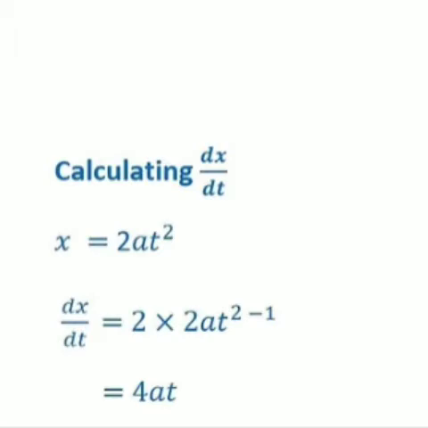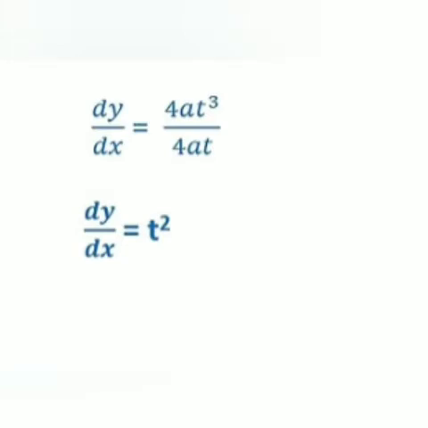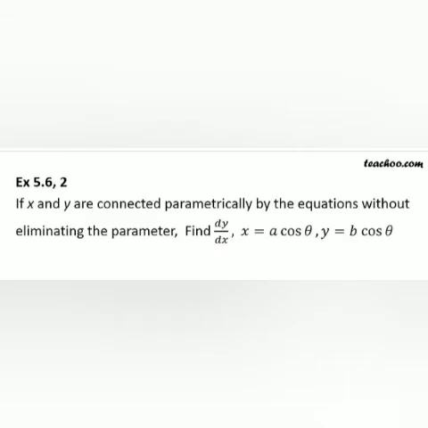Okay. Now dy by dx is equal to dy by dt divided by dx by dt. Now substitute dy by dt and dx by dt. We get dy by dx is equal to 4at cube divided by 4at, and that implies dy by dx is equal to t square. This completes the question.